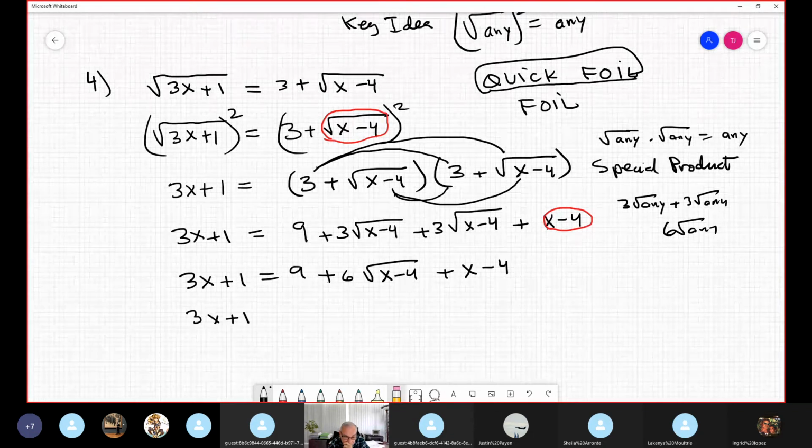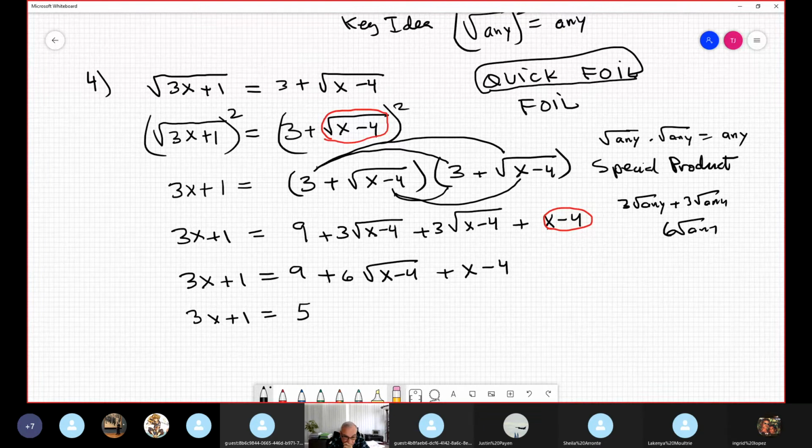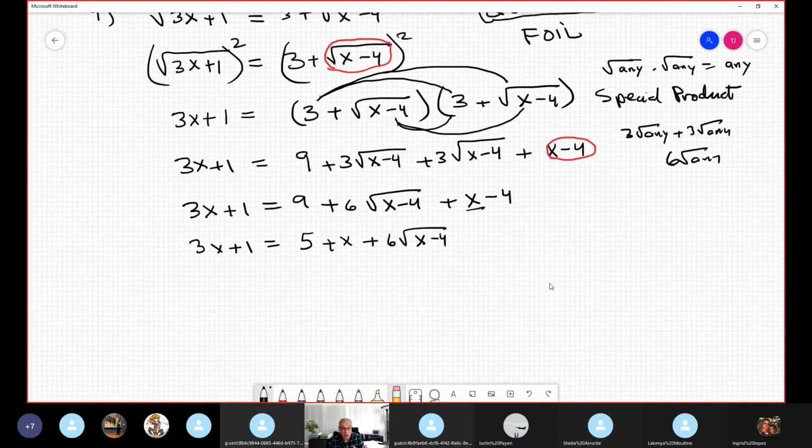3x plus 1 is equal to 9 minus 4, which is 5. I put it here, well, either way. Plus x, this x is this x, plus 6 times radical x minus 4. Okay, what is my goal now? What is my goal now? My goal is, I have another equation. In this moment, I have another equation.